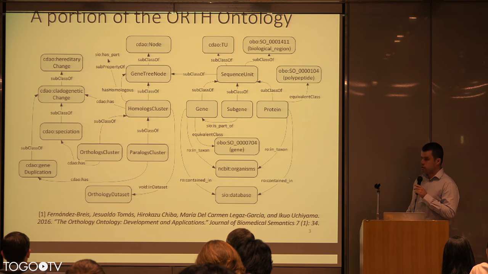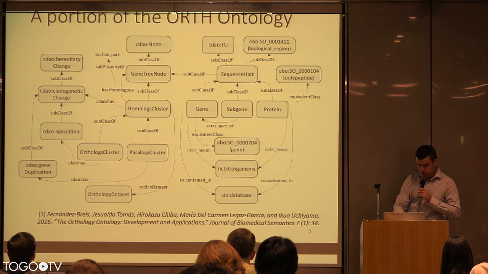The main orthology information is represented, we can say, as a tree data structure. The main thing is about the orthologous clusters and the paralogous clusters, and the relationship has homologs that we have here.